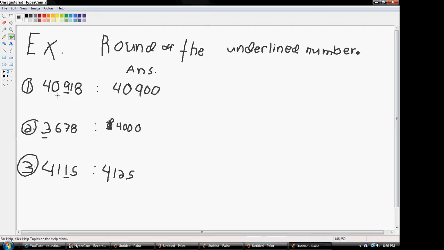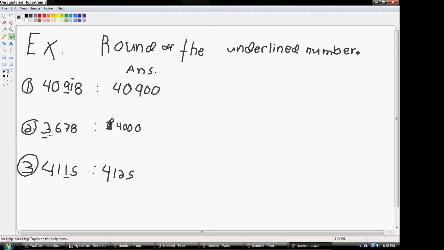Number 1, 40,918. The number that is going to be rounded off is in the hundreds place, and at the right side of the hundreds place is the tens place. So in the tens place, the number is 1. Since we are going to round down if the number is 5 below, and we're going to round up if it is 5 above, and 1 is 5 below, we're going to round this down. So the answer is 40,900.